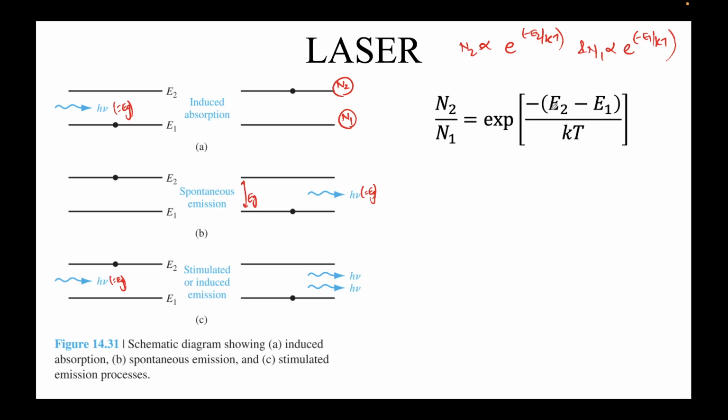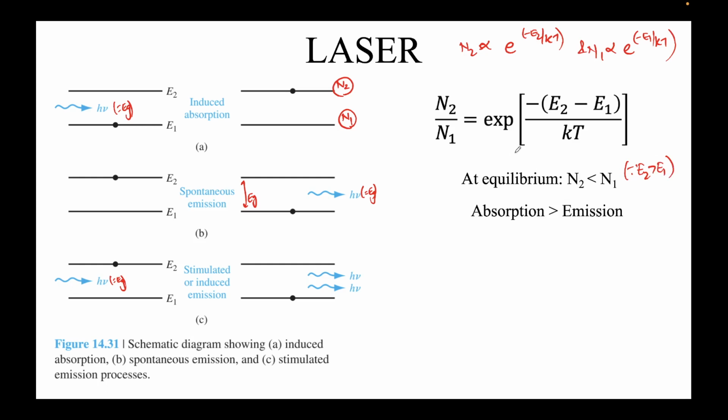You can clearly see that E2 is greater than E1. That's by definition: E2 is the excited state, E1 is the ground state. So it appears that in equilibrium, N2 will always be less than N1, because E2 is greater than E1. Okay.